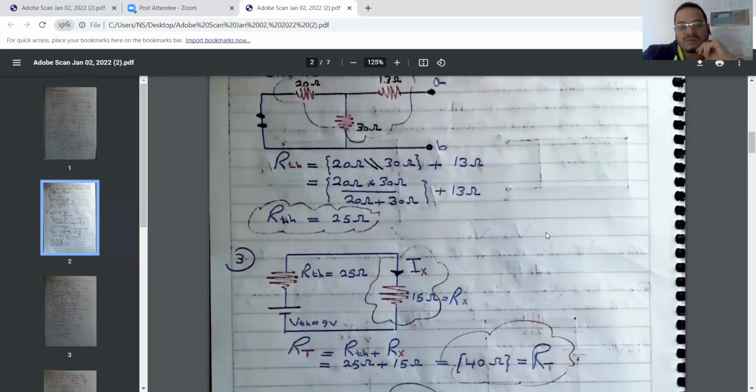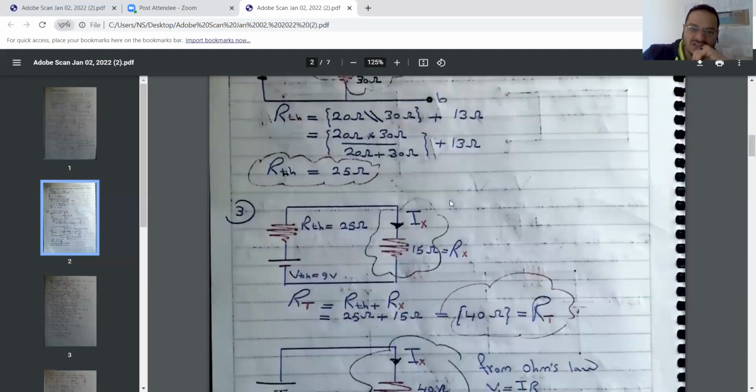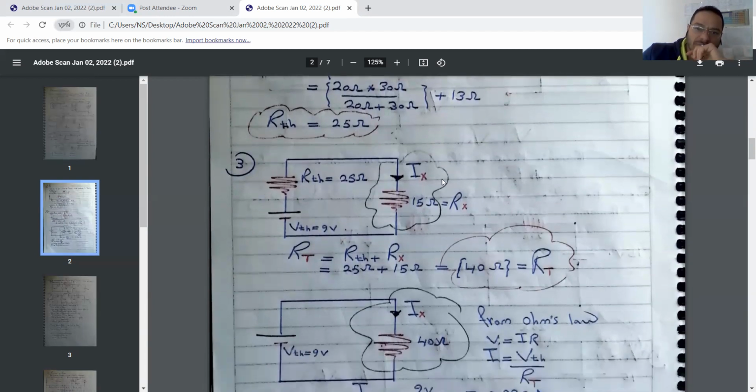Here the last step will be to draw the circuit again: the voltage with series Thevenin resistance, and the load device RL, whether resistance, dependent voltage or current, it doesn't matter. But in this question, our load is the 15 ohm, which is RX, a resistance. Here we plot the circuit. We can say we plotted the Thevenin circuit.